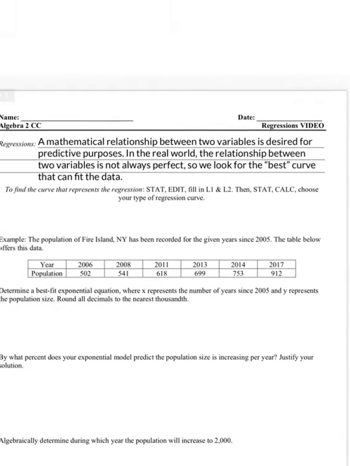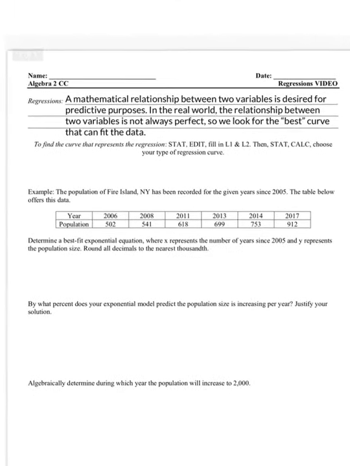But anyway, in order for you to find the curve that best represents the regression, you need your calculator. So you're going to press Stat, Edit. You're going to fill into L1 and L2, List 1 and List 2. In order for you to clear it, you just go up to the top and highlight L1 or L2, whichever one you're trying to clear, and press Clear. Do not press Delete. Press Clear and then go down, and then it'll let you fill in new information. So Stat, Edit, fill in List 1, fill in List 2.